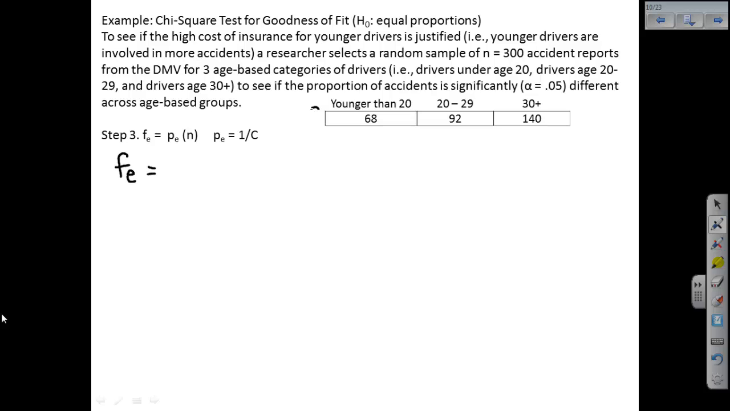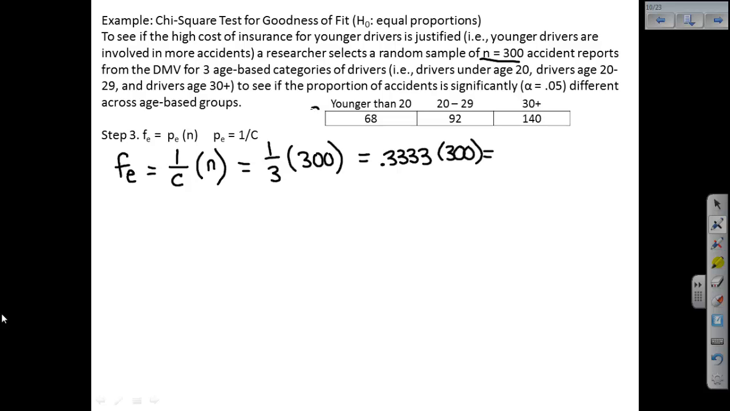FE is equal to PE, which is 1 divided by C, multiplied by the sample size. So this becomes 1 divided by 3. We have 1, 2, 3 columns. And remember, our sample size is 300. So 1/3 is 0.3333 times 300, and you get 99.99.